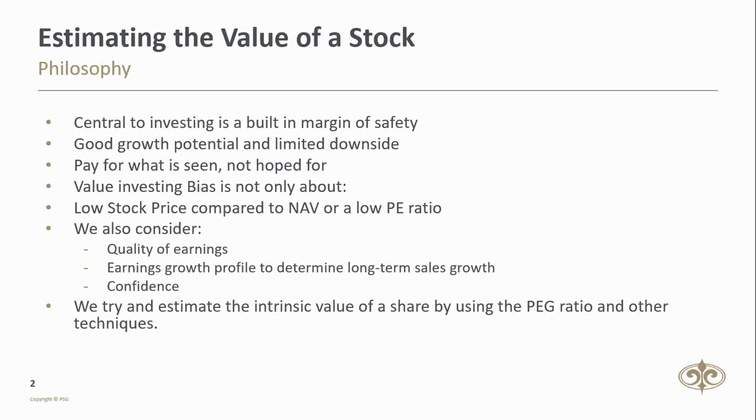So in short, we consider the valuations, the quality of the business, and confidence. The most important of these in our recommendation is the valuation, and then we apply tilts to companies that exhibit either high or low quality and/or confidence. We try and estimate the intrinsic value of a share by using the PEG ratio and some other valuation techniques.